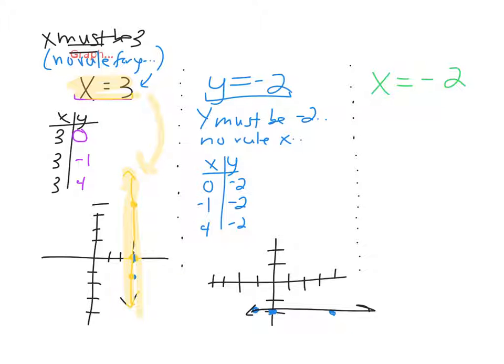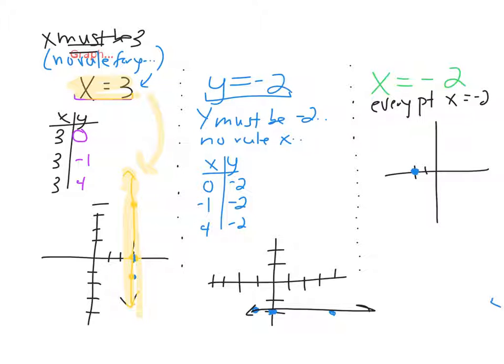Last one's another vertical line. This one we can do quicker. We know that here every point has x equal to -2. So if I just put my x value of -2, this point right here has an x value of -2.